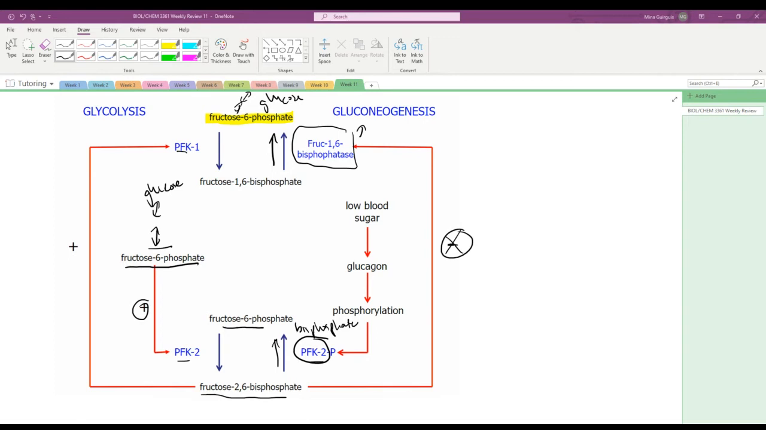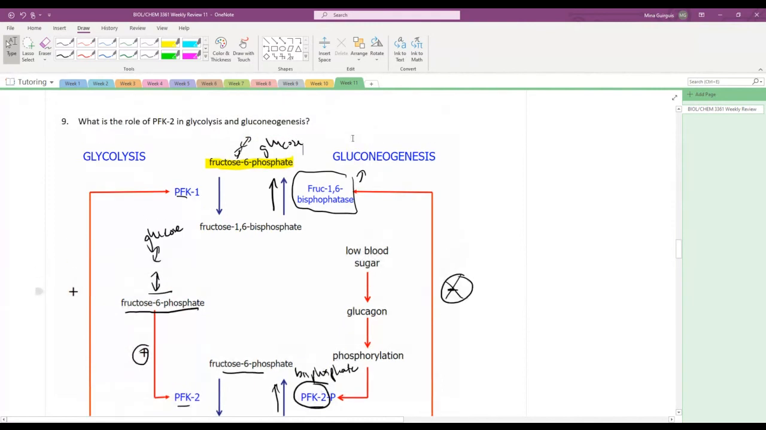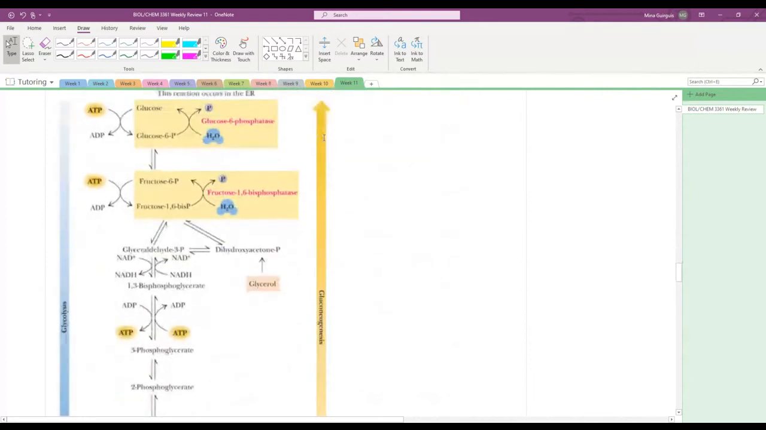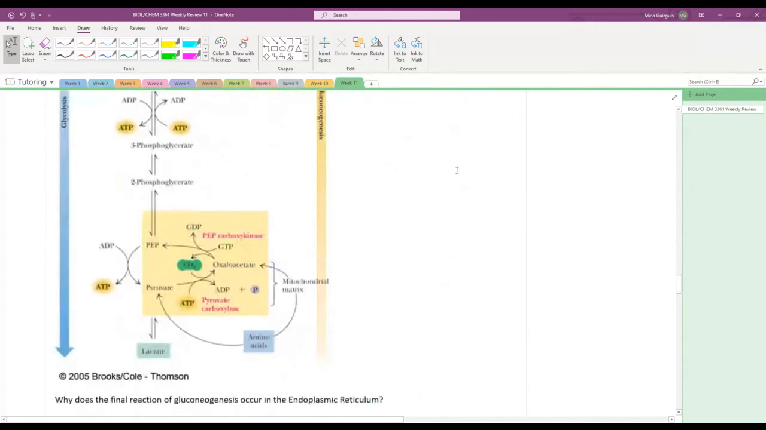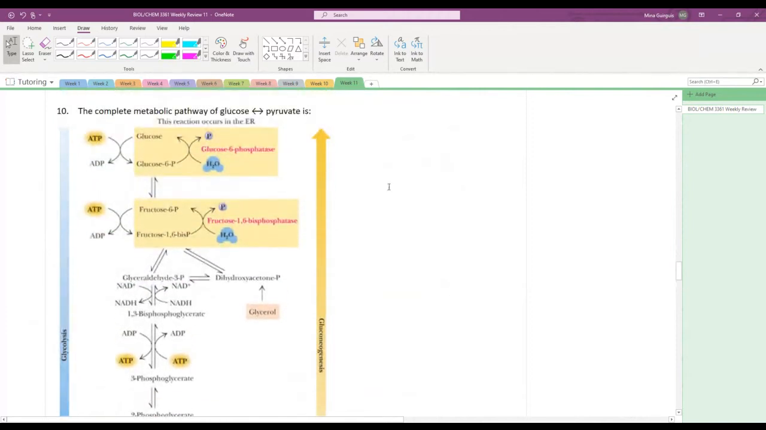Okay? And that's what makes phosphofructokinase 2 so important to glycolysis and gluconeogenesis. Okay. So this is the complete metabolic pathway that shows everything. So let's kind of take this away.